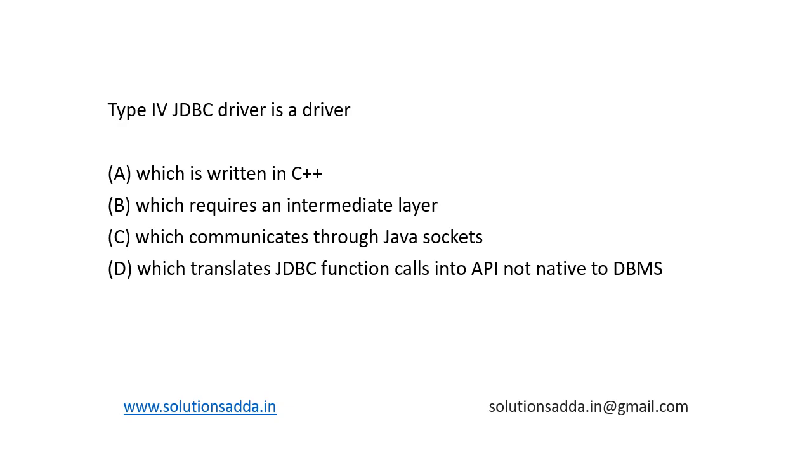Let's see the options. Option A, written in C++. No, this is wrong. Option B, it requires an intermediate layer. Actually, it does not require any intermediate layer, so option B is wrong. Option C, which communicates through Java sockets. Yes, it actually communicates through Java sockets, so this can be a correct answer. Option D, which translates JDBC function calls into API not native to DBMS. Actually, it converts JDBC calls to vendor specific database protocols, so option D is also not correct. So the correct answer is option C.